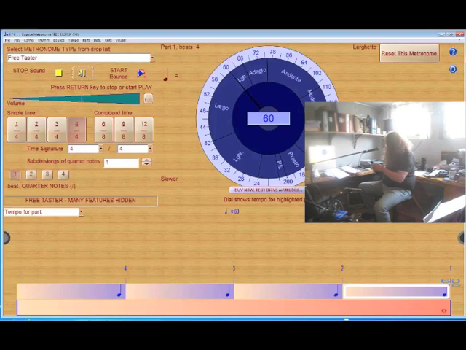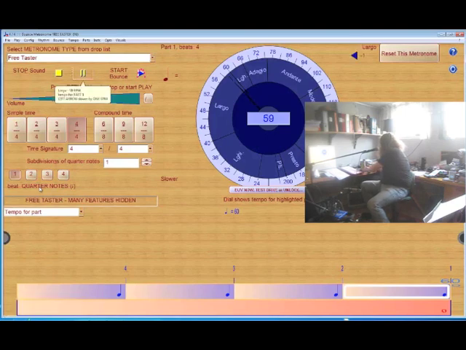there we are. Now, working with a metronome where you haven't got it sort of graphically for you, you get this to work with.